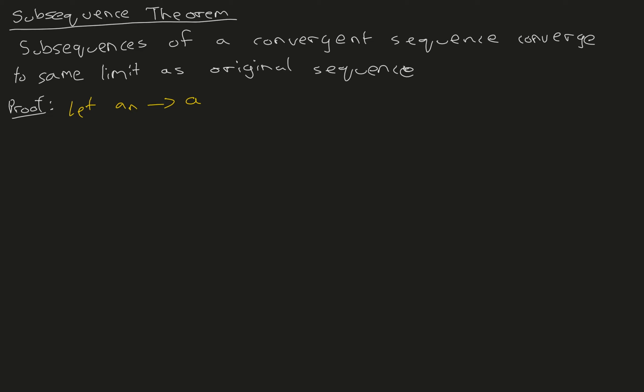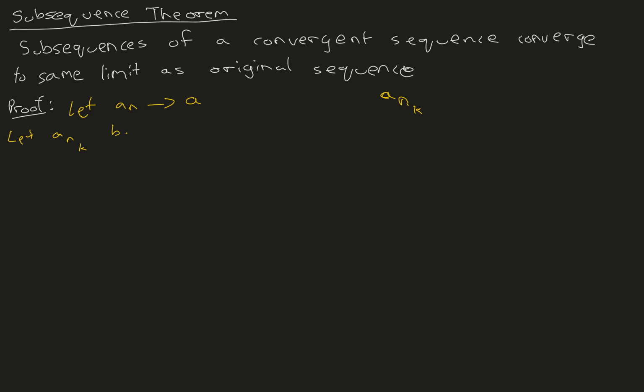So when we do the proof of this, we let a_n be a sequence that converges to a. Now we have to show that a subsequence a_nk also converges to a. Note that subsequences are denoted as such, a_nk. So we have to show that this subsequence also converges to a.